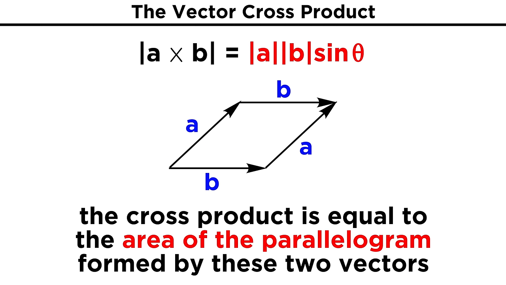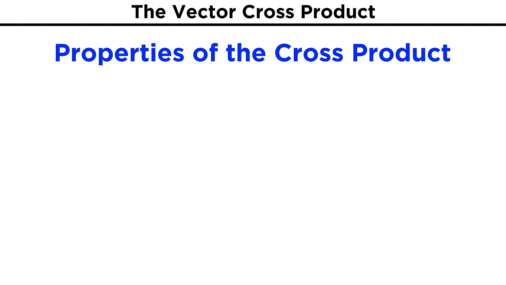One other interesting thing about the cross product is that the magnitude of the resulting vector, which is the AB sine theta expression we just used, will also be equal to the area of the parallelogram created by vectors A and B. This is another reason that the cross product of parallel vectors is the zero vector, because they span zero area. Lastly, just as we learned some properties of the dot product, let's quickly mention some properties of the cross product.